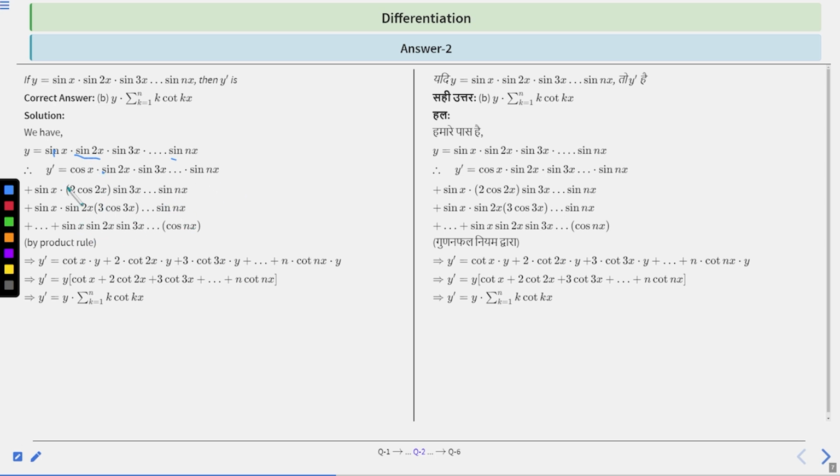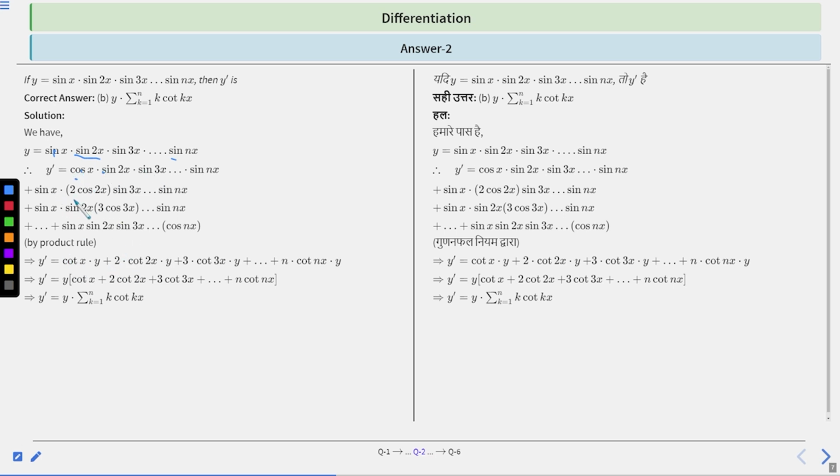Now see, here if it is cos x into sin 2x into sin 3x, like that, if we multiply and divide by sin x, it will be cos x upon sin x, which is cot x, and this term will be sin x into sin 2x into sin 3x, which is equal to y. Clear? So the first term will be cot x into y.